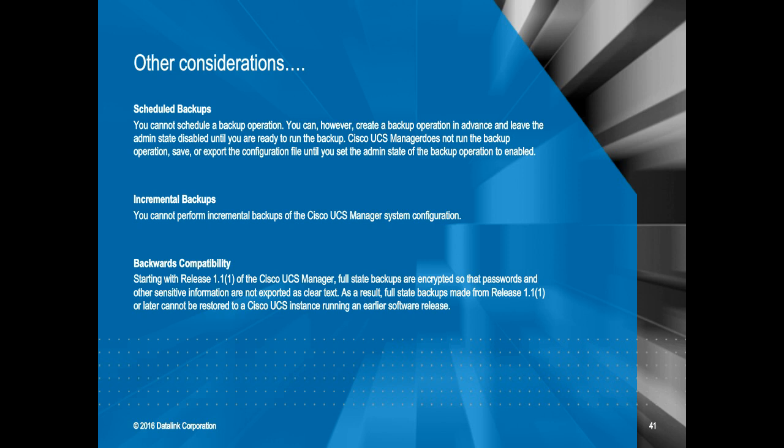We want to talk about backwards compatibility. Starting with release 1.1 of the UCSM, the full state backups are encrypted so that the passwords and other sensitive information are not exported as clear text. As a result, full state backups made from release 1.1 or later cannot be restored to a Cisco UCS instance running on earlier software releases. So basically, that is your cutoff point there.